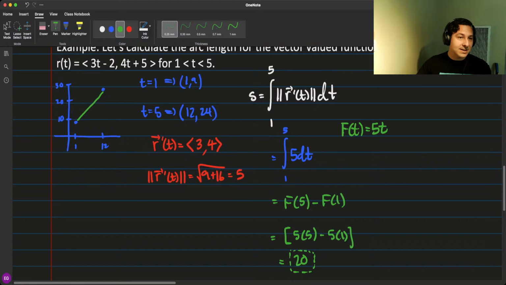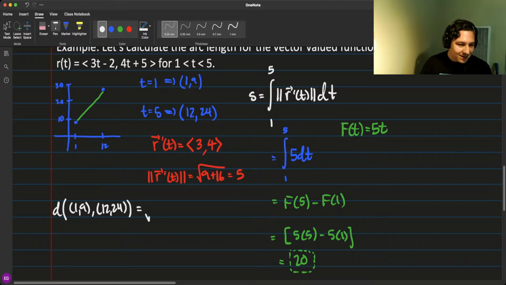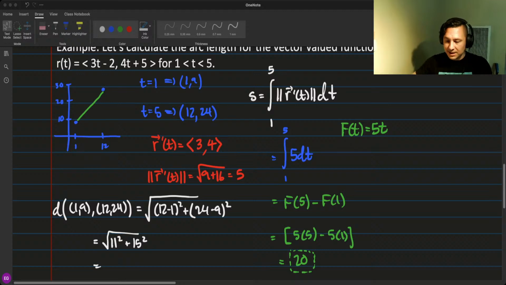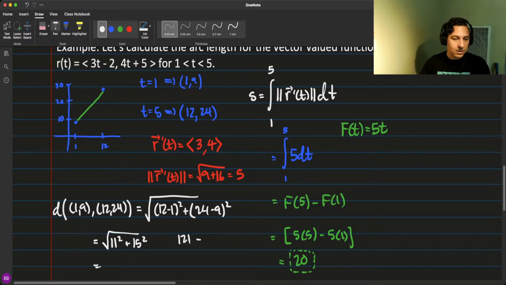20. Well, you can verify this by using the distance formula. You can calculate the distance between 1, 9 and 12, 24. So you would do the square root of 12 minus 1 squared plus 24 minus 9 squared, which is going to be the square root of 11 squared plus 15 squared. Hopefully I calculated these numbers right. What's 11 squared? 121. And what's 15 squared? 220. Oh, wait. I must have calculated these numbers wrong when I plugged it in.